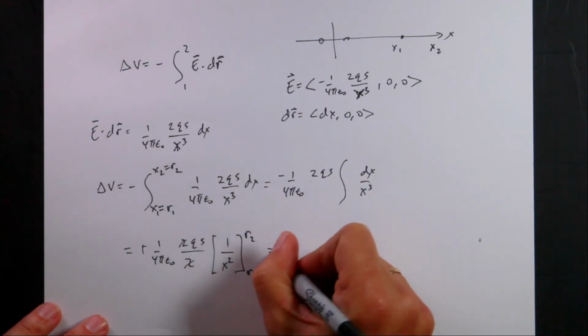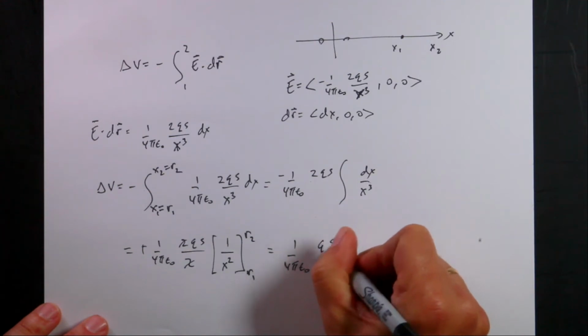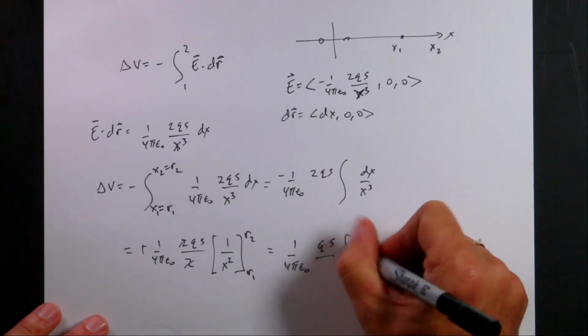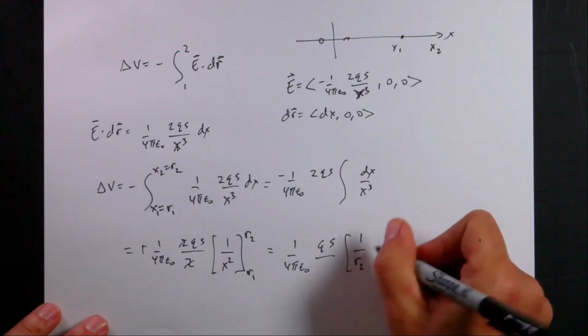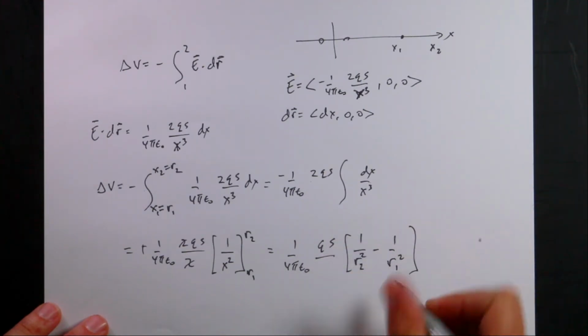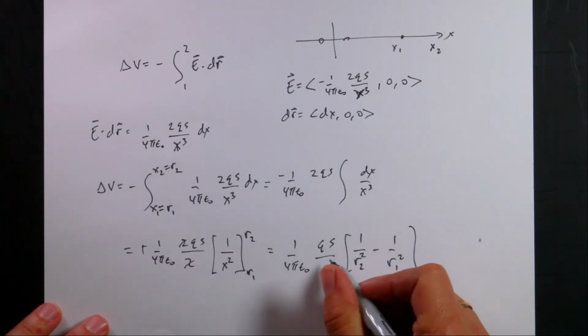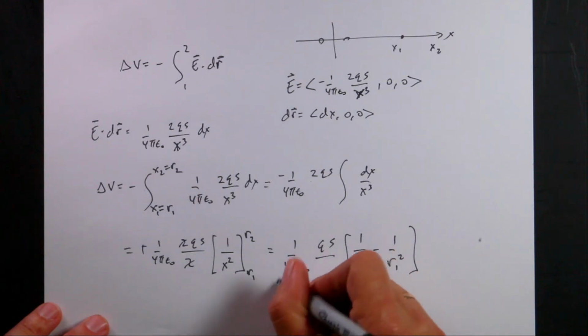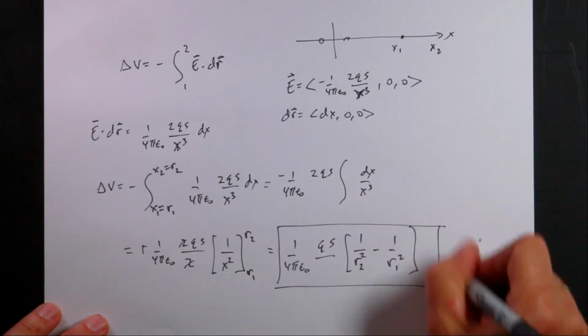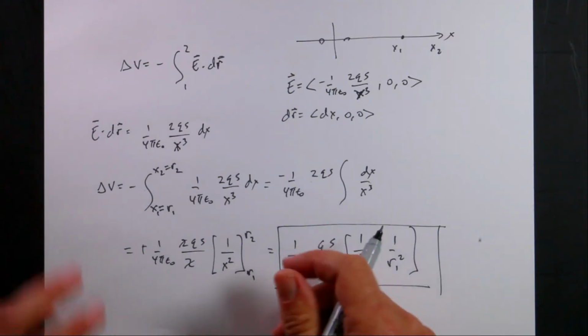So let's evaluate this. 1 over 4 pi epsilon naught, qs, times 1 over R2 squared minus 1 over R1 squared. Now, R1 is smaller than R2, so this is going to give me a positive potential, which is what I said. Yay. Okay, I'll put the numbers in. But this is actually my answer without the numbers in it. I want to do it again and see if I get the same expression using a different method.